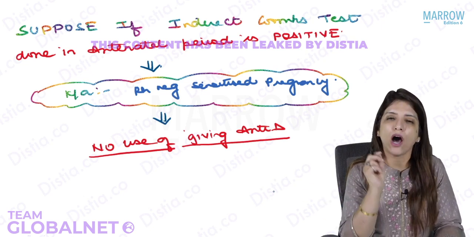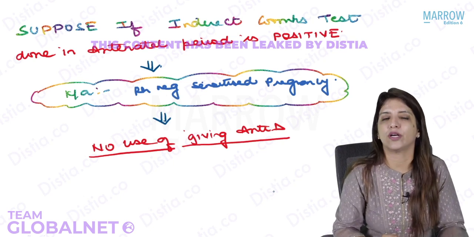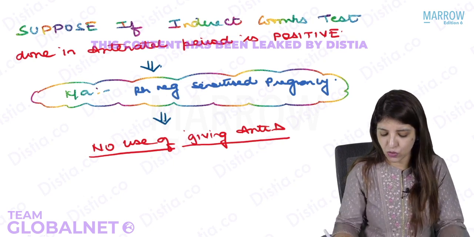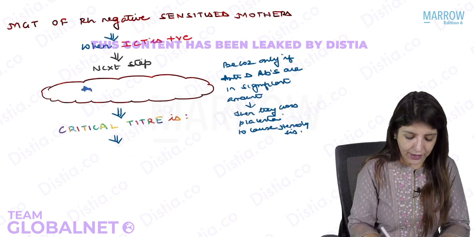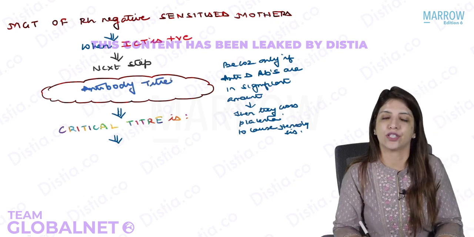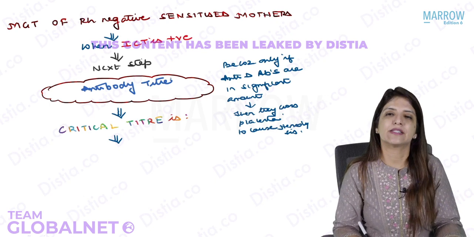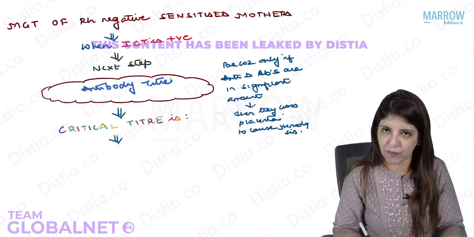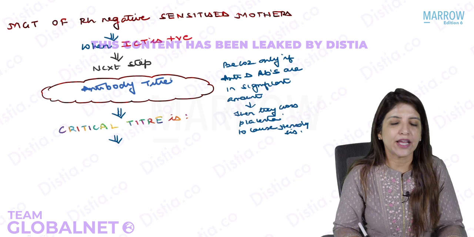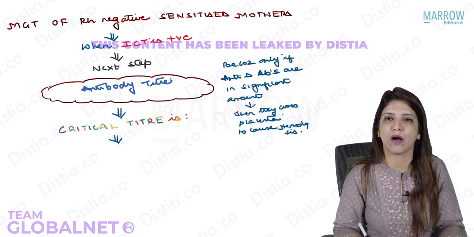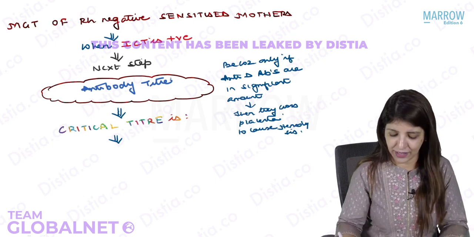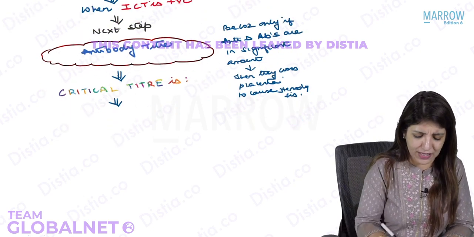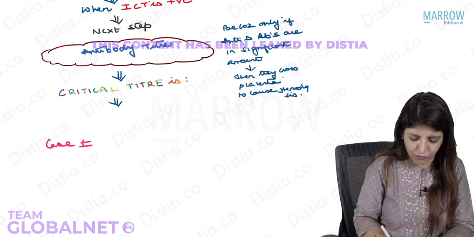So how am I going to know whether the antibodies are produced in significant amount or in less amount? That test is the antibody titer. I should go for antibody titer. So suppose your question says that there is a pregnant Rh negative female in whom at 28 weeks indirect Coombs test came out to be positive. What is the next step? Please do not say next step is anti-D. I am giving you these two cases because you people get so much confused.